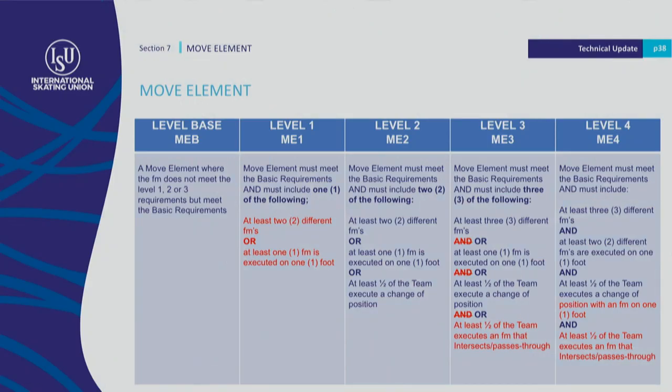Move element. This is a new chart for the move element. You can see the changes in red color. For the move element, we have added level 4. Also, there is a new feature: at least half of the team executes an FM that intersects, passes through. Now to get level 4 for move element, teams will have to do a change of position with an FM executed on 1 foot. That means that if a team chooses to make a change of position in a spread eagle, the maximum level of the element will be level 3.